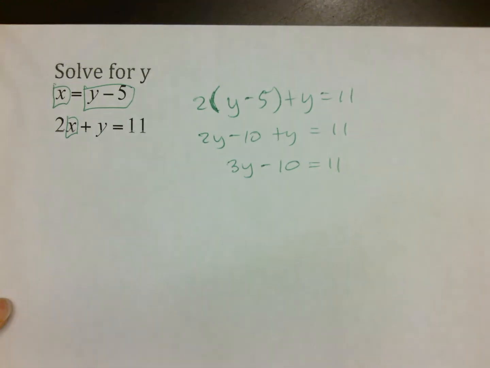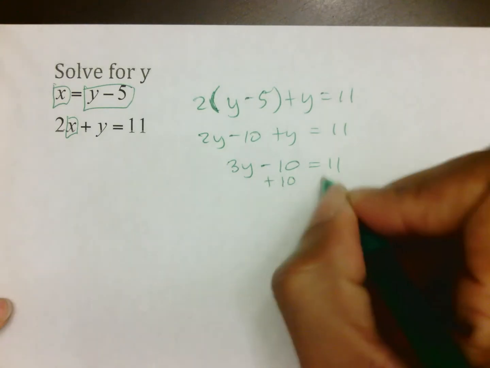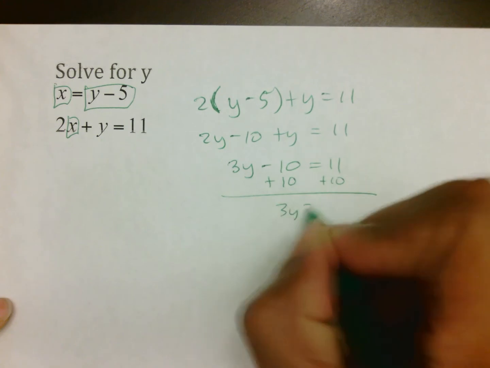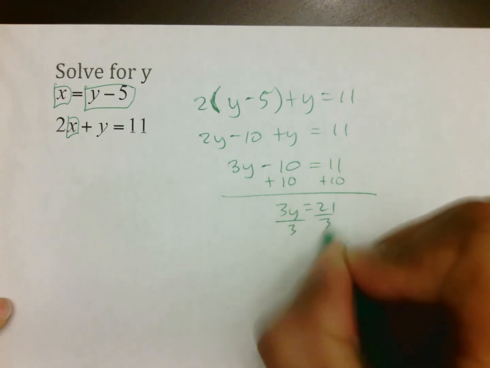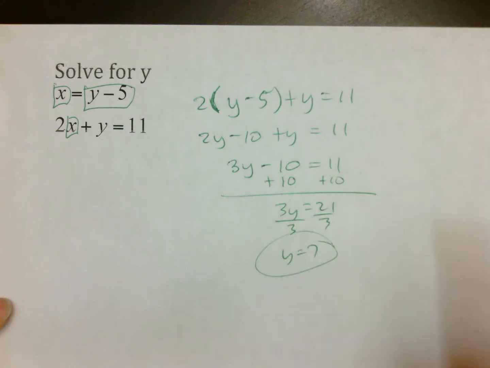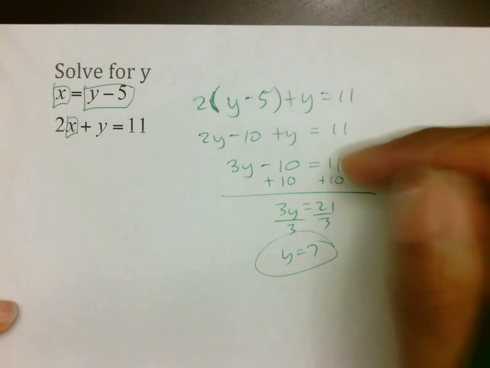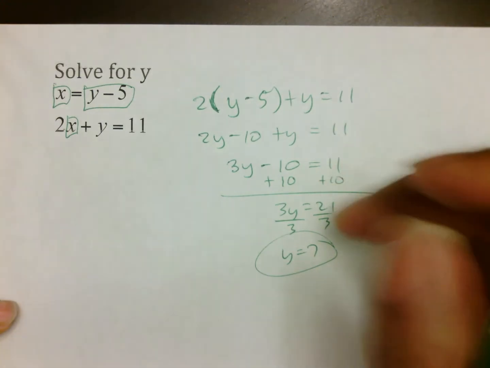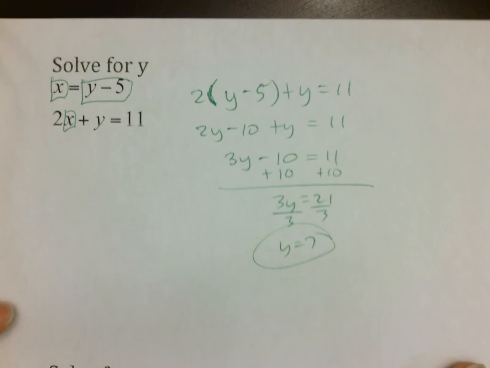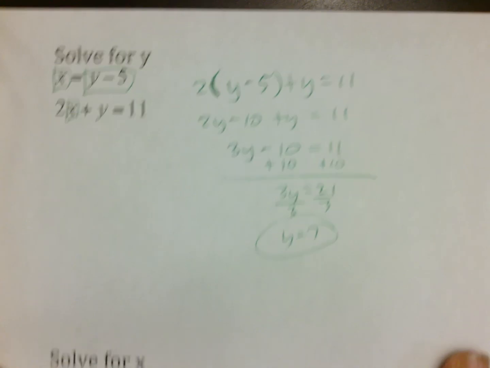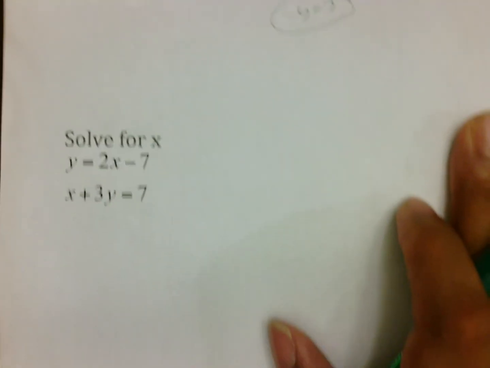Now we are going to do what you know how to do, which is to solve. So plus 10, 3y equals 21. Dividing both of those by 3, we end up with y equals 7. And again, 1, 2, 3, 4, 5, 6 steps worth of work is really all you're being asked to do today. So again, if you're lost on any of this, make sure you bring it up so I can try to help you out.